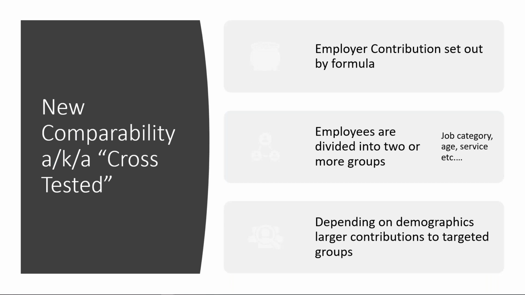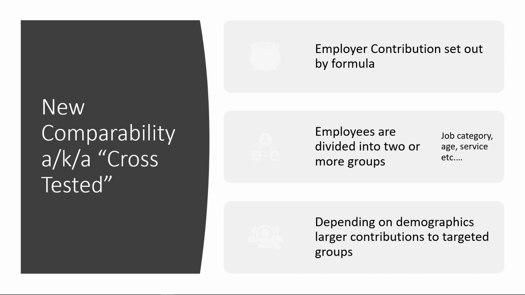Okay, so what is a new comparability or cross-tested plan? You have to set out the contribution by some sort of formula in the plan document, where you divide people into two or more groups, like job category, age, how long they've been with you, owners, non-owners, things like that. The way that this plan works out is really dependent on the demographics of your company and who you're trying to target.